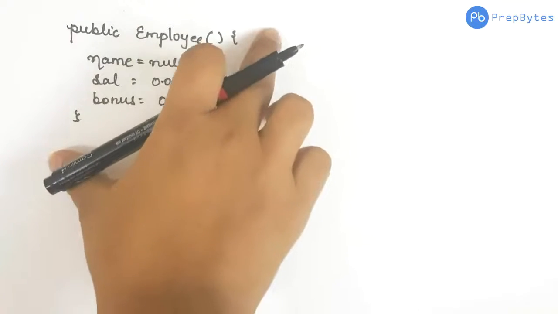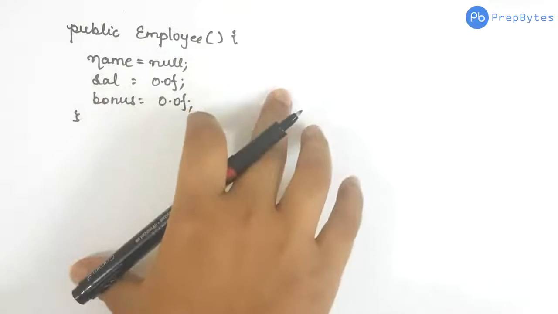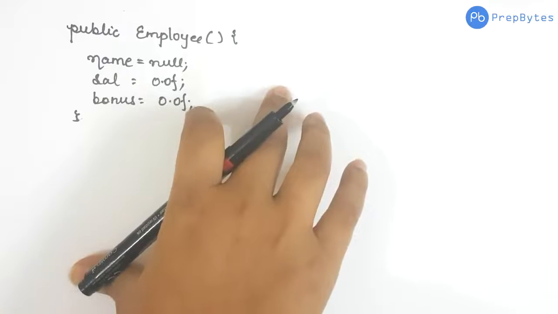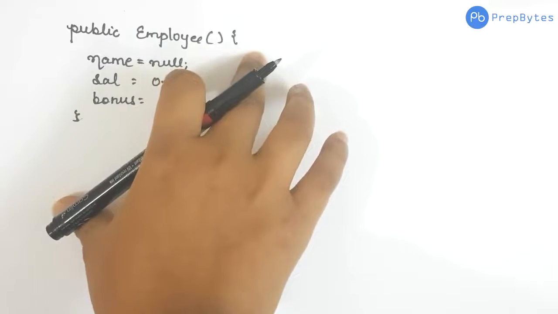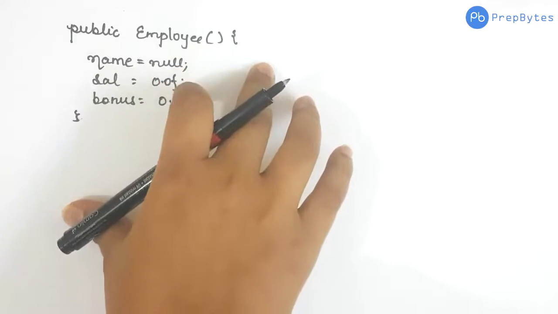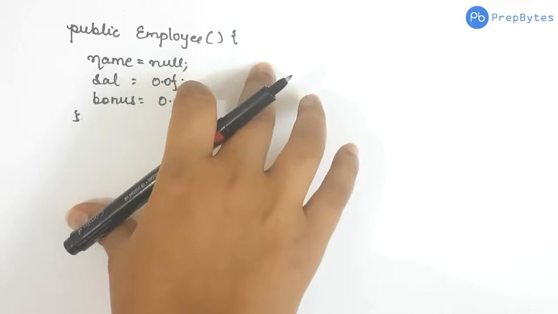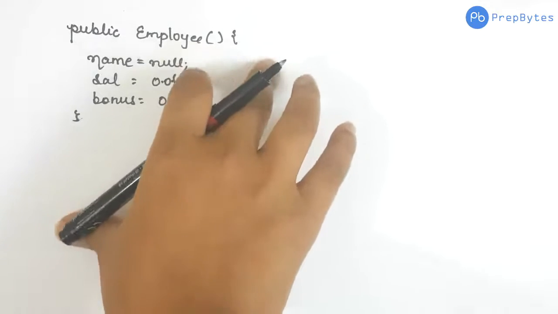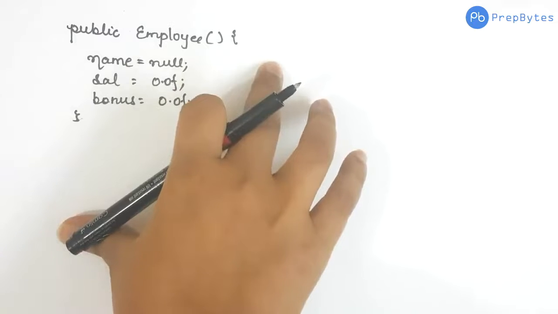So this default constructor is something which is not visible to you. In case you haven't written any constructor, this default constructor won't be visible to you, but this is what is called by default in the backend. You won't be able to see it, but this is what is getting called in case you haven't written a constructor.